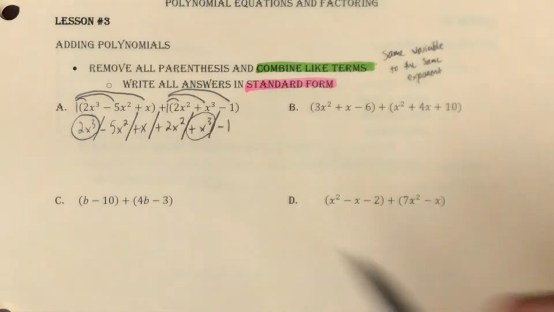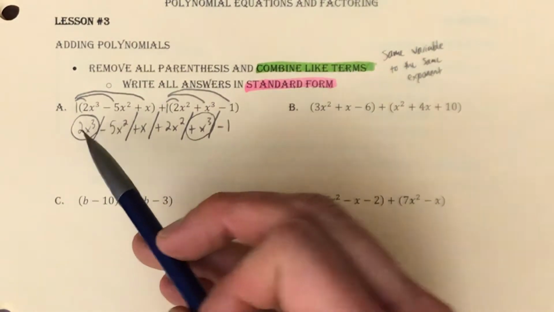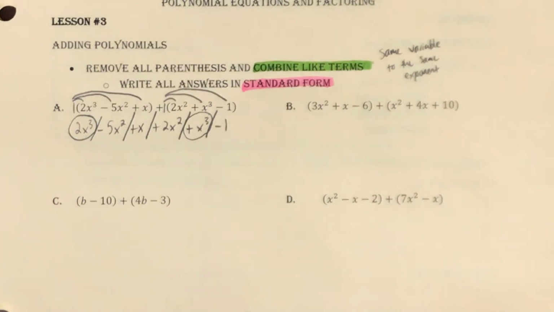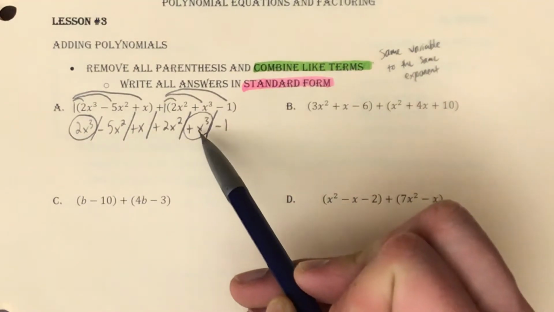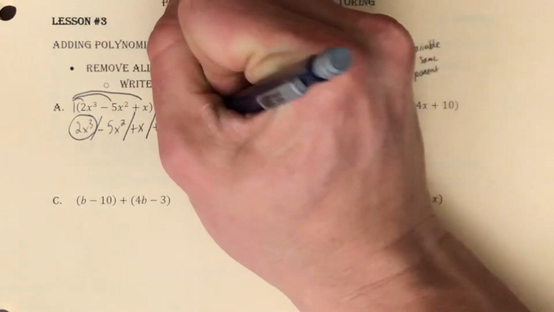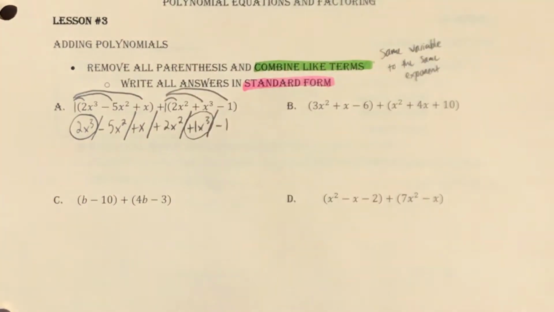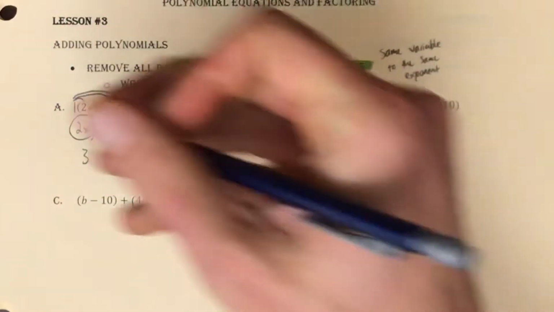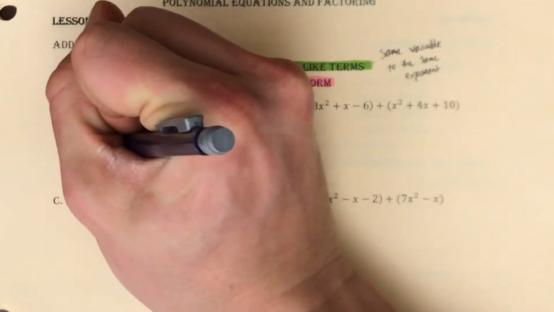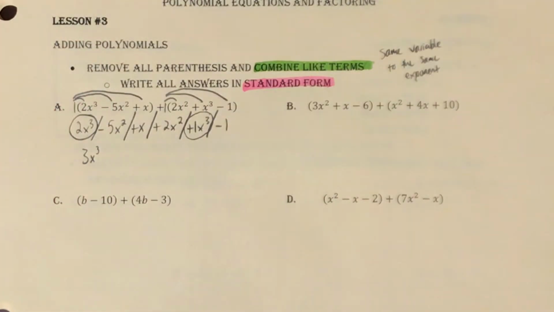Now, when I go to combine them, 2x to the third plus x to the third, I combine the coefficients as they are. The coefficient of this one is a positive 2. The coefficient of this one's not listed, so it's really just a positive 1. So I add those numbers together. 2 plus 1 is 3, and then I bring down the x to the third. So 2x to the third plus x to the third is just 3x to the third.